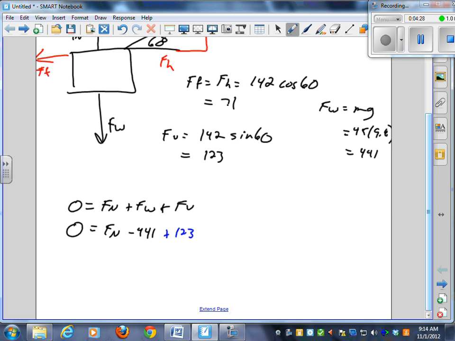123. So now for my Fn, I'm going to take the 123 and take it to the other side. I'm going to take my 441, I can't do that, and take it to the other side. And so normal force is going to be 441 minus 123.